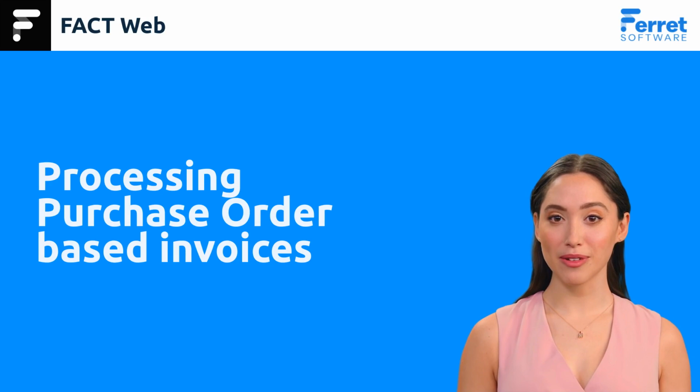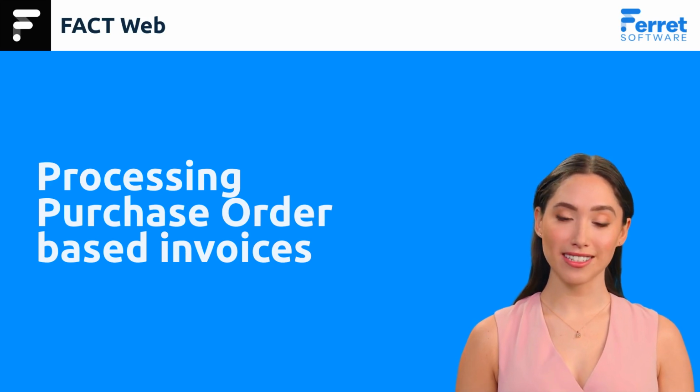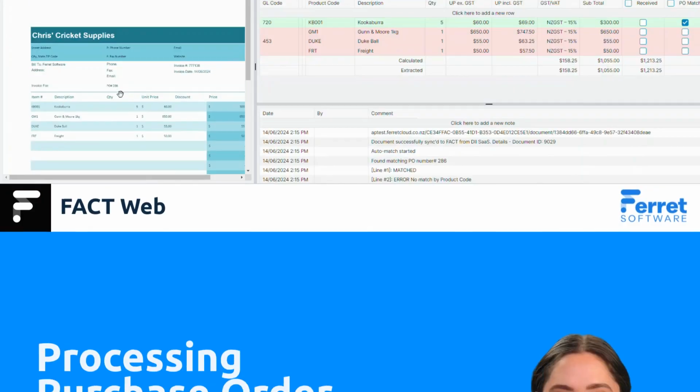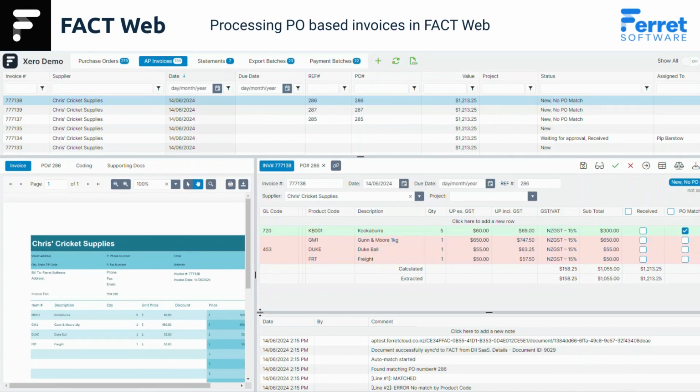Today I want to show you how easy it is to handle purchase order-based invoices in FactWeb. Please see the processing non-PO-based invoice workflow tutorial video for the basics on invoice validation, coding, and delegation. If there was a purchase order number extracted from the invoice, and that purchase order exists in FactWeb, the system will automatically link the purchase order to the invoice.